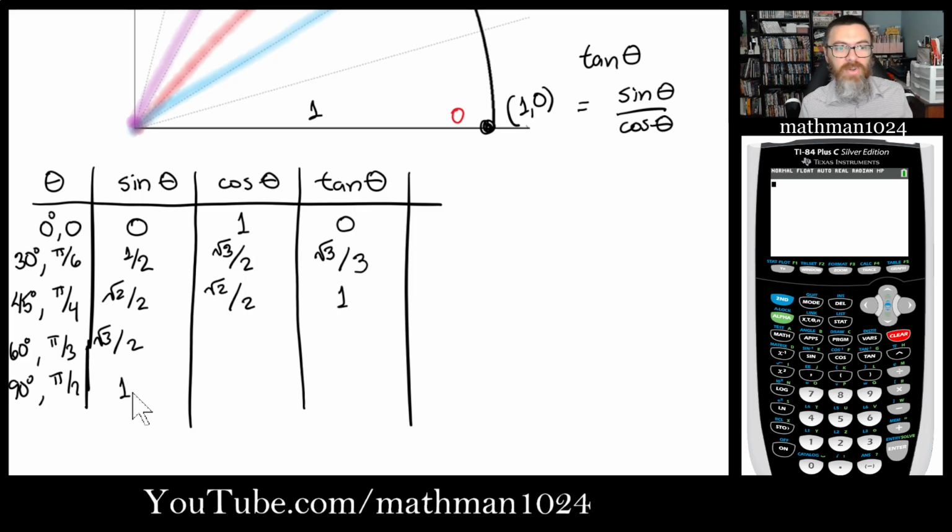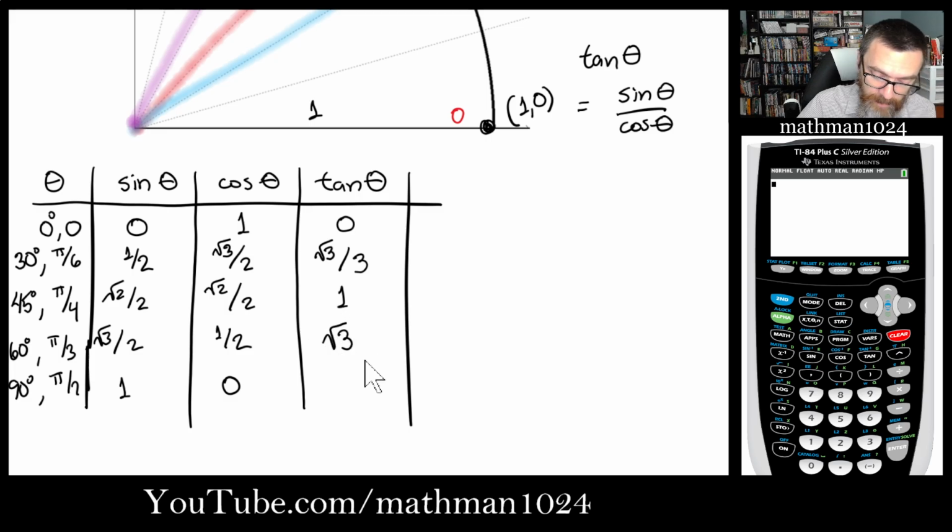And we know that at 90 degrees, we're facing straight up due north, and the y value there is going to be 1. Look at the cosine, though. It goes from 3 to 2 to 1 to 0. Now for tangent. Sine over cosine here at 60 degrees, or pi over 3, gives us the square root of 3. But when I try to do sine over cosine when it's 1 and 0, tangent will be undefined.